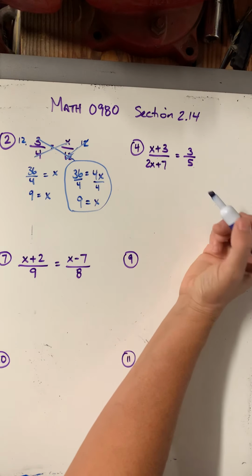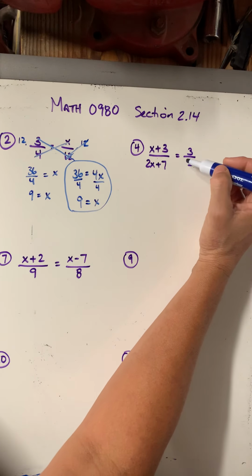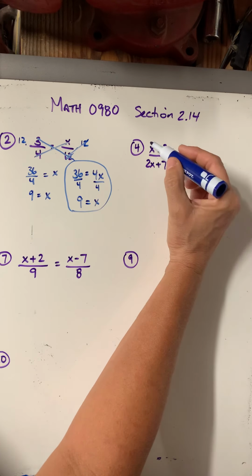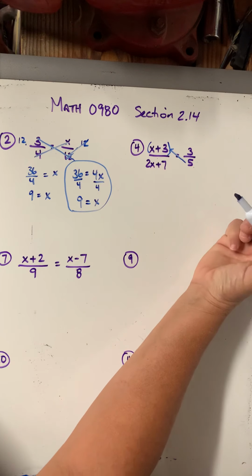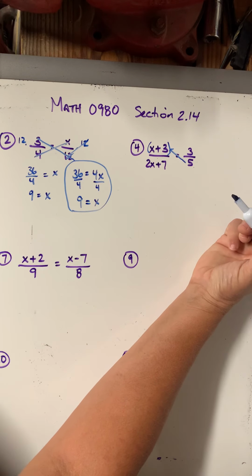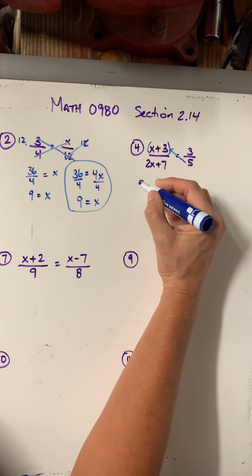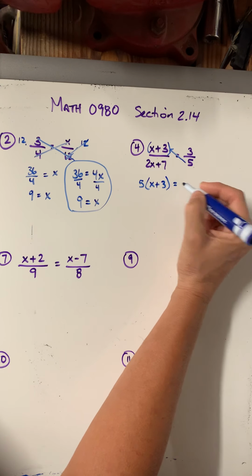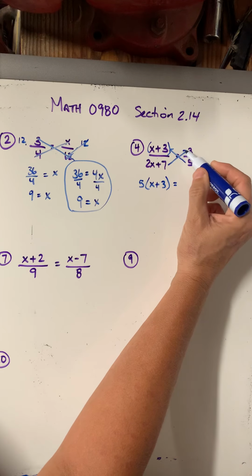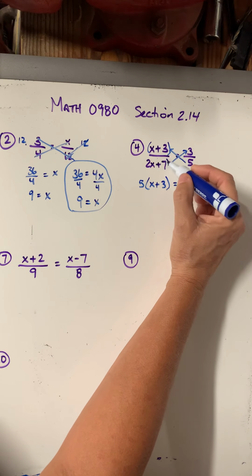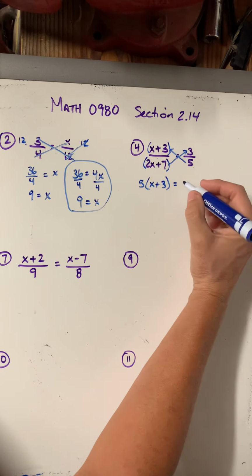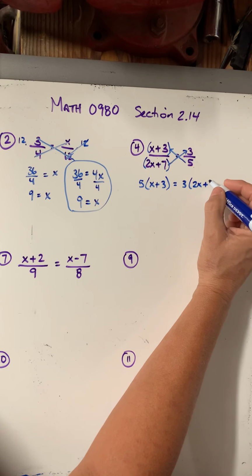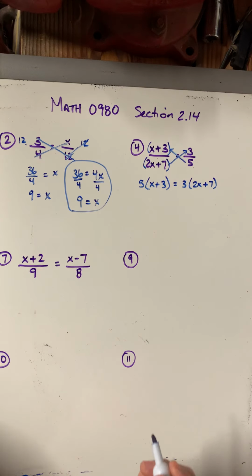So let's look at problem number 4. If I do my cross multiplication, I'm going to multiply 5 times this numerator, which, because I have more than one term, I need to treat in parentheses. So this would look like 5 parentheses x plus 3 equals, and then this will be multiplied by the 3. Because I have a binomial there, I'll treat it in parentheses. So I get 3 parentheses 2x plus 7.